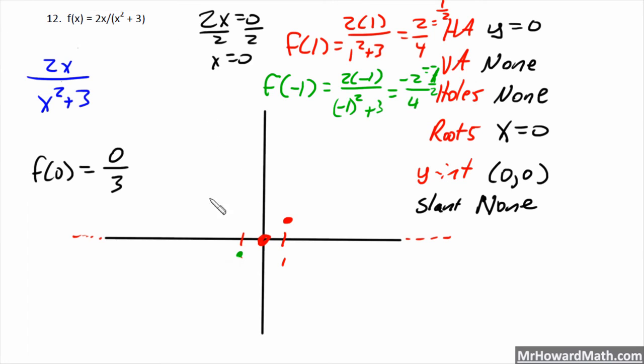So based on that information, I'm going to be below, I'm going to come through here like this, and I have to approach the horizontal asymptote over here, and then I've got to approach it from the bottom on the left side and from the top on the right side. So it has to look like that. And that's it for number 12.